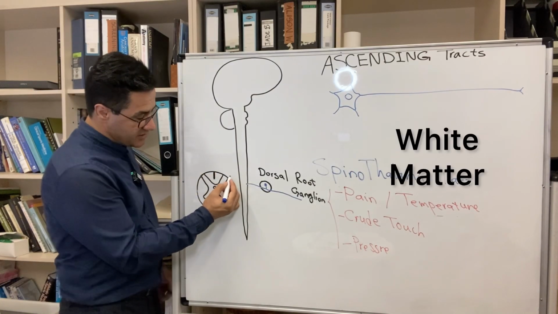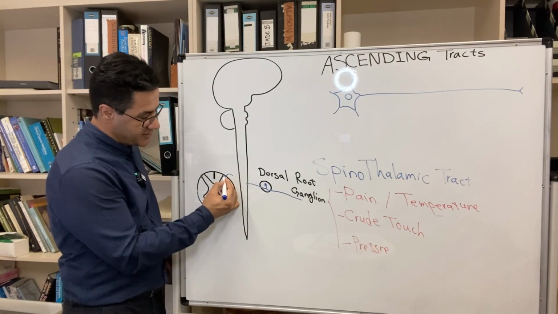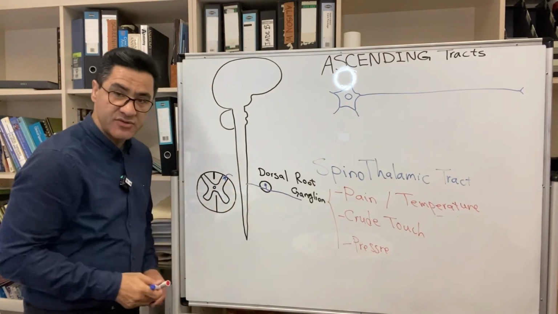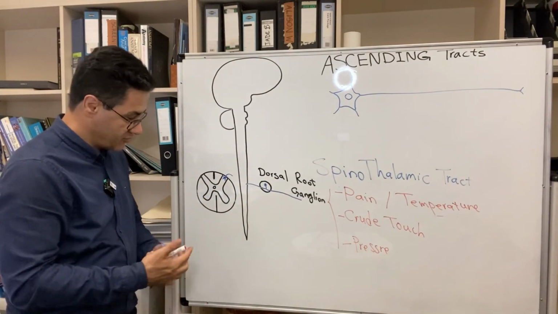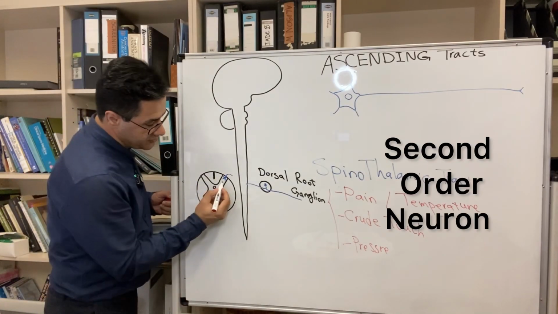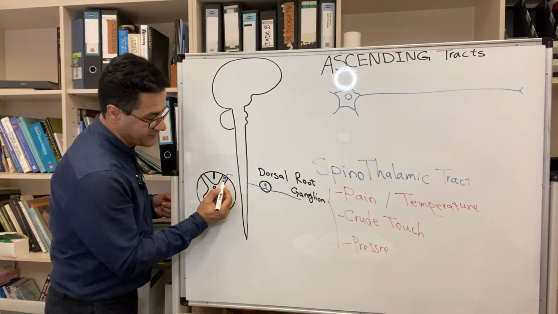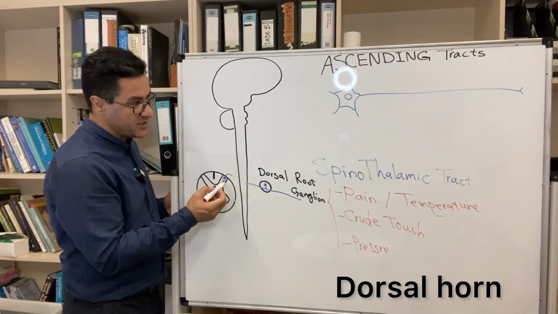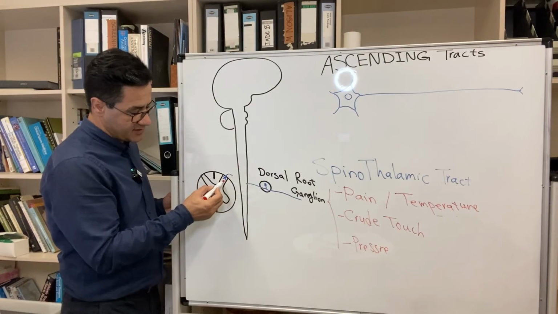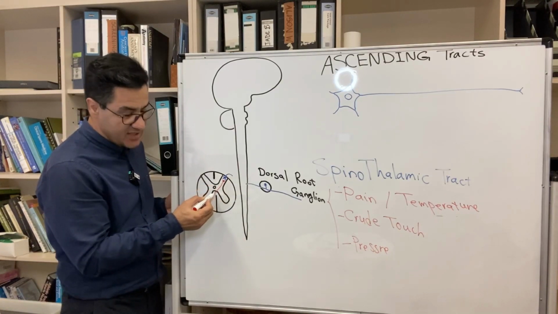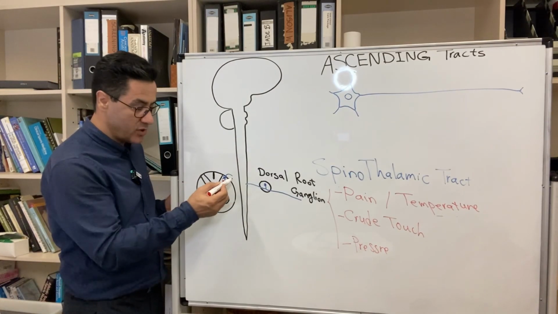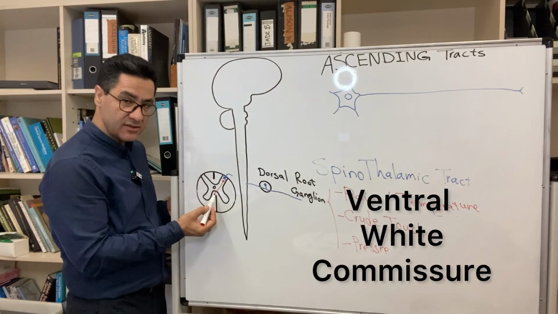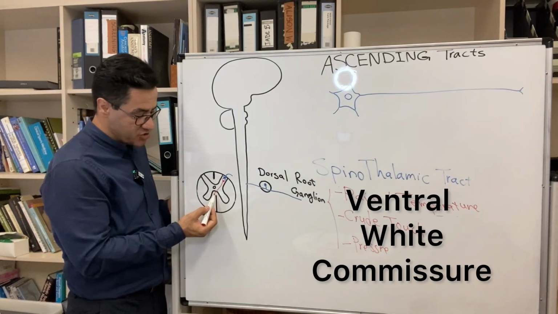So when it gets into the spinal cord, it synapses onto the cell body of the second order neuron. So the second order neuron cell body is here, the dorsal horn. And what about the axon? The axon of the second order neuron crosses the spinal cord from one side to the other side through this white commissure. It's called the ventral commissure.